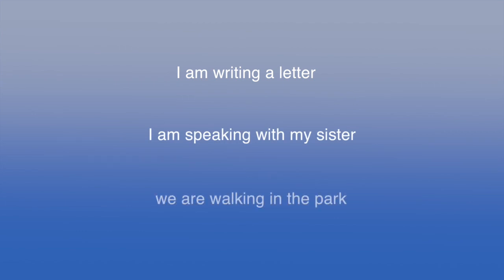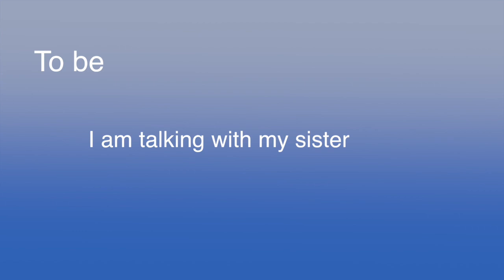For instance, if I say I am writing a letter, or I am speaking with my sister, or we're walking in the park, all of those are examples of the present progressive. If you notice, there are two verbs really in the present progressive, or two components to it. There is the verb to be. For instance, I am talking with my sister. I am, that's the verb to be.